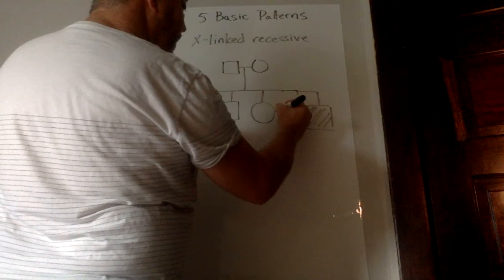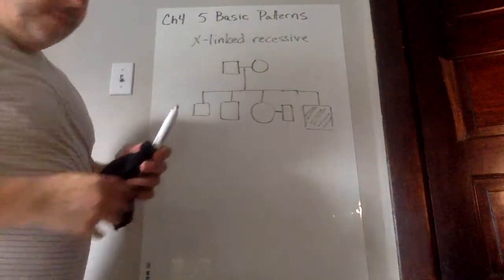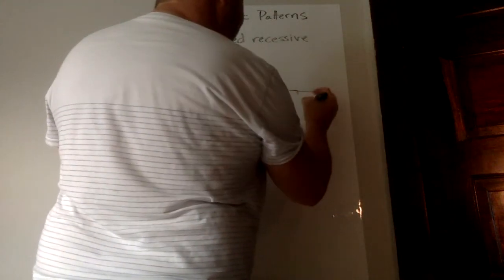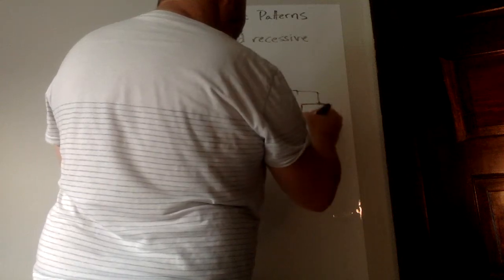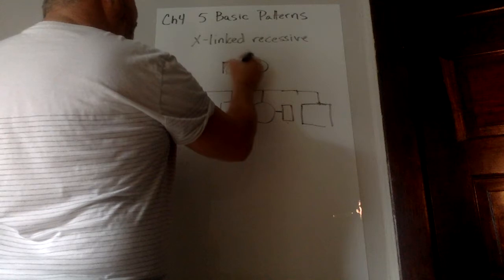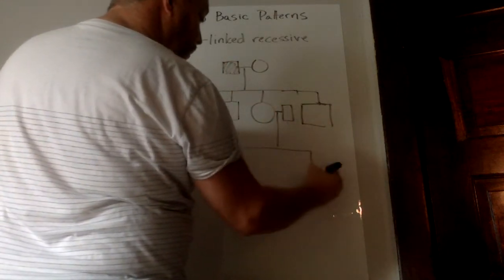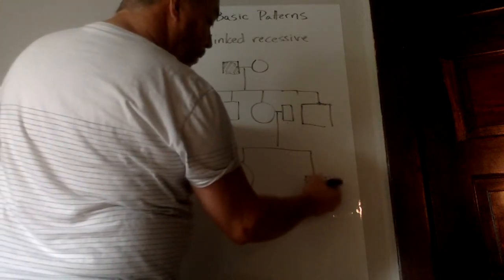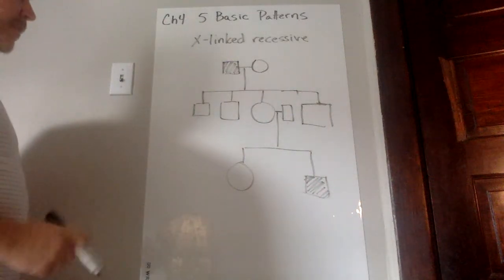They also have some kids. Actually, I'm going to do it a little bit different. I'm not going to make this person affected. So this person's unaffected. So let's say dad here is affected. And then all of a sudden, we see the trait show up in a successive generation.